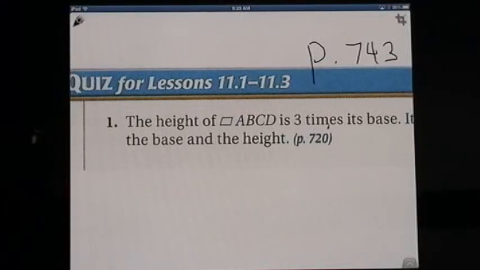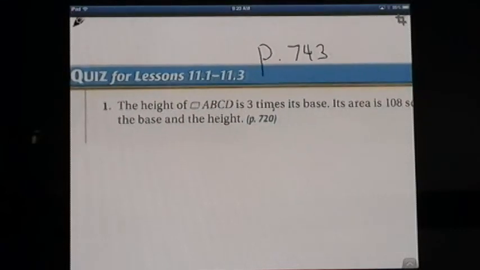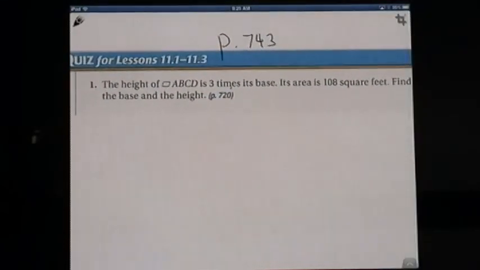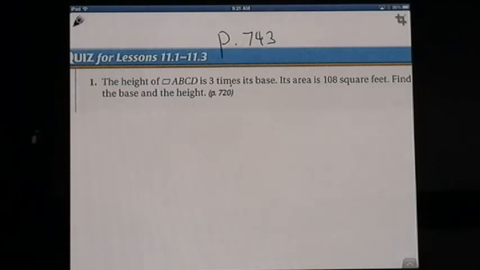This will prepare you for the quiz on 11.1 through 11.3. It's on page 743. All right, the first problem says the height of parallelogram ABCD is 3 times its base, and its area is 108 square feet. Find the base and the height.